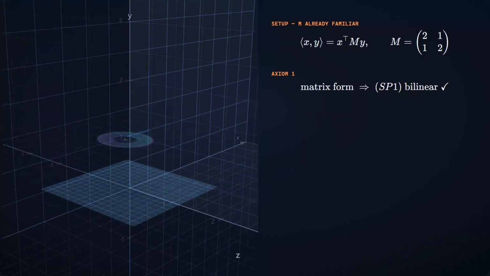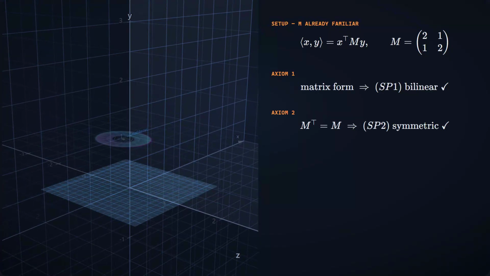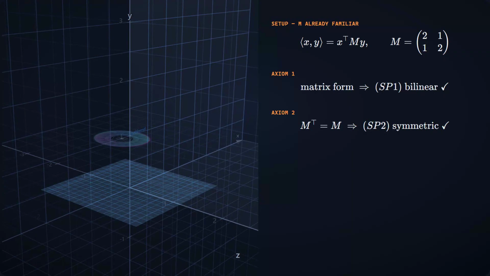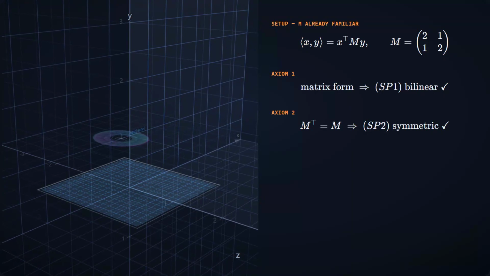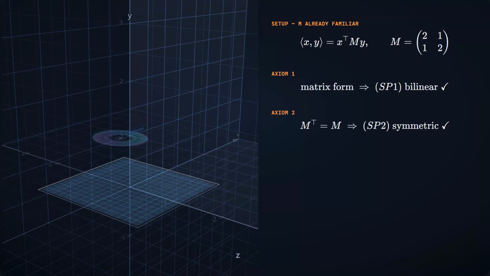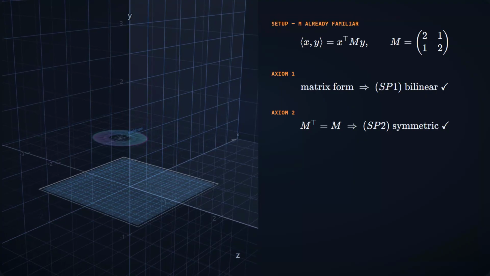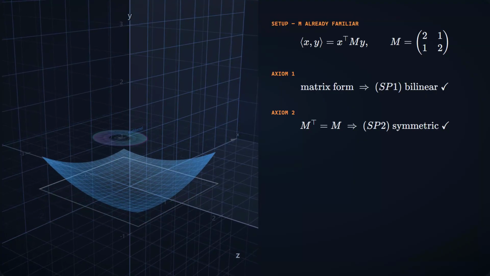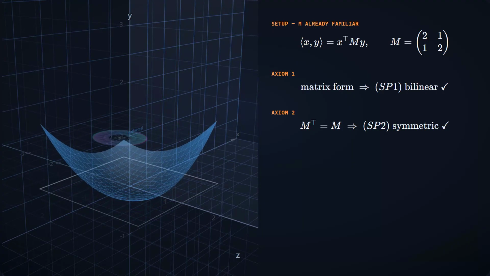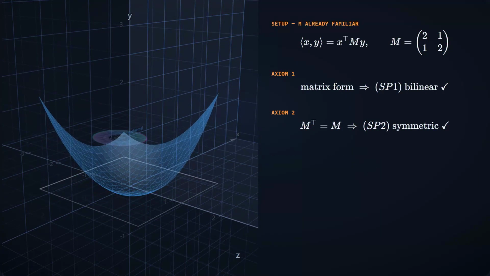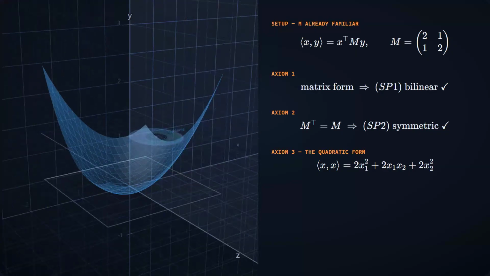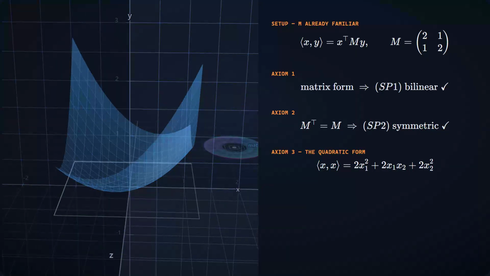It does, and it has a beautiful shape. Write the product of x with itself as a quadratic, 2x1 squared, plus 2x1x2, plus 2x2 squared, and picture its graph, this bowl. A bowl is suggestive, but a picture isn't a proof. How do I know it never dips below 0 somewhere I can't quite see?